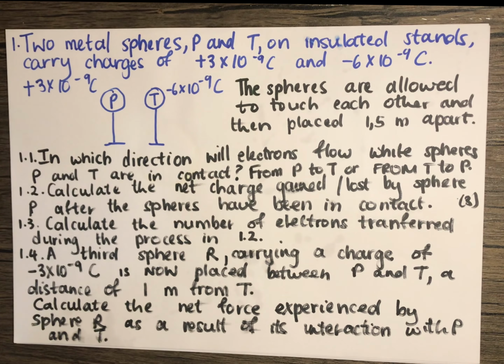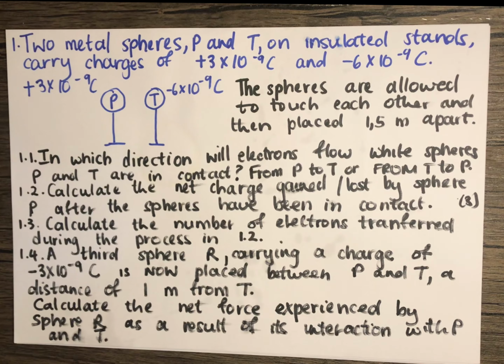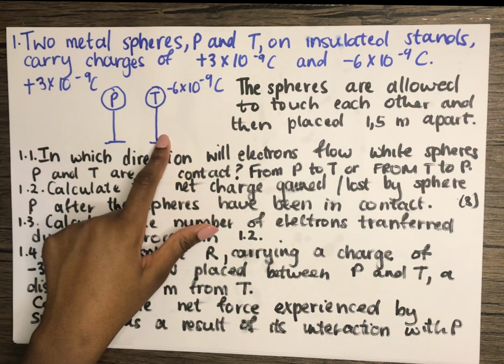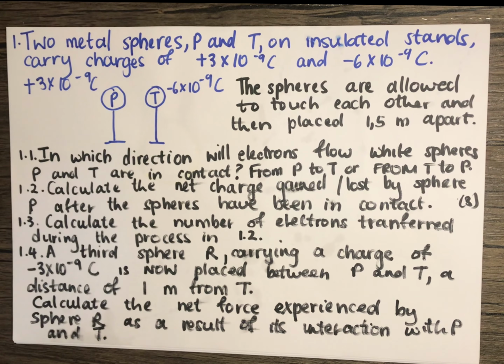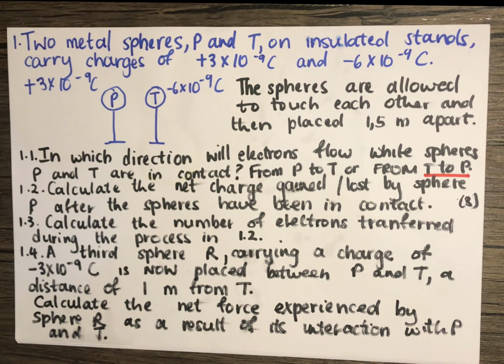So the first question says, in which direction will electrons flow while spheres P and T are in contact? From P to T or T to P. We learned in the last video that electrons will always flow from the more negative sphere. Between these two, it's T that is more negative. So electrons are going to be flowing from T to P. Your correct answer here would be T to P. I'm just going to underline it.